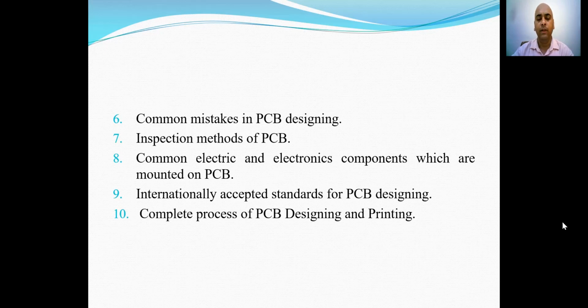Next, we will discuss some common electrical and electronics components which are mounted on PCB. Then we will discuss about the internationally accepted standards for PCB designing. And in the last, we will discuss about the complete process of PCB designing and printing by using some CAD tool.